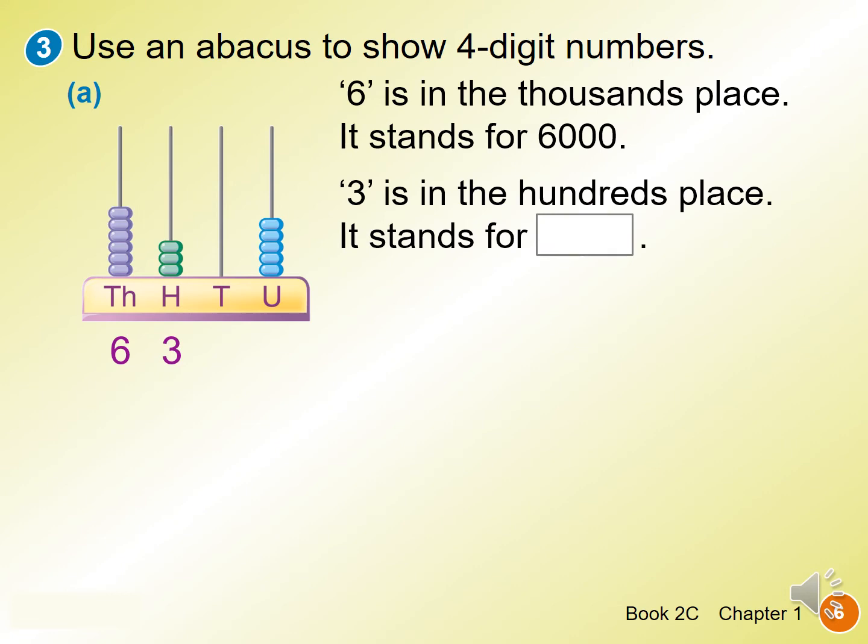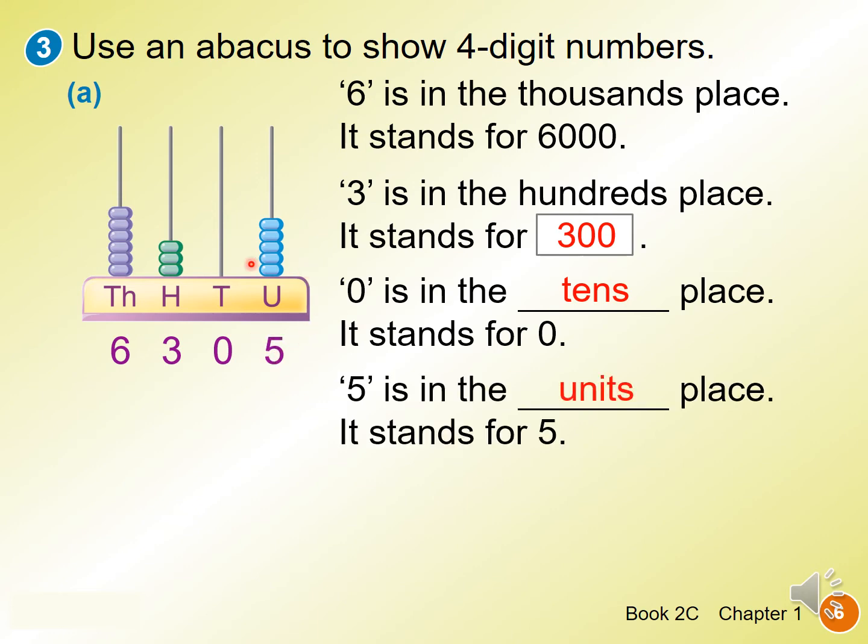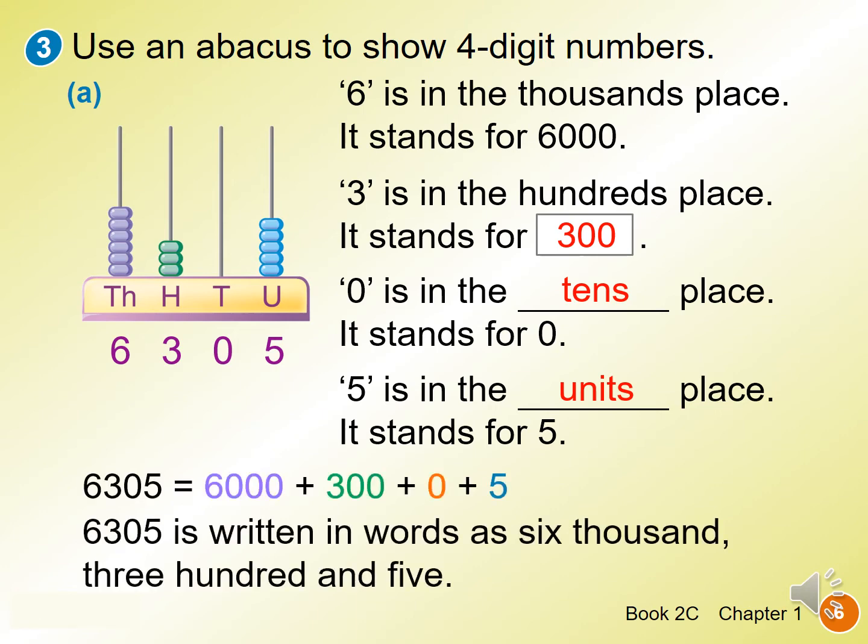For example, when 6 is in the thousands place, it stands for 6000. When 3 is in the hundreds place, it stands for 300. And when 0 is in the tens place, it stands for 0. When 5 is in the units place, it stands for 5. So 6305 is written in words as six thousand three hundred and five.